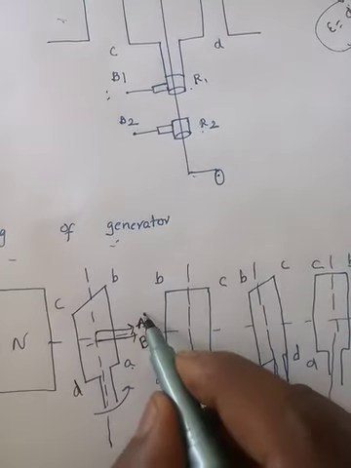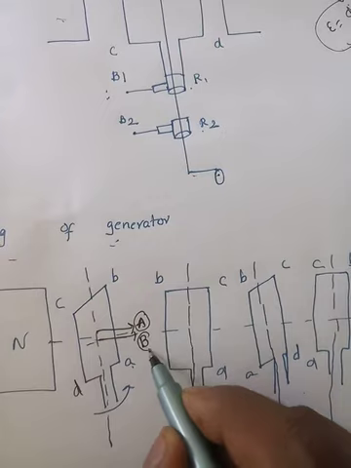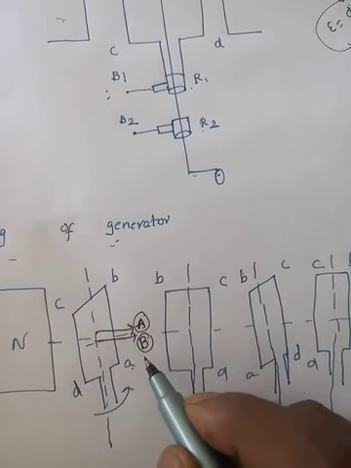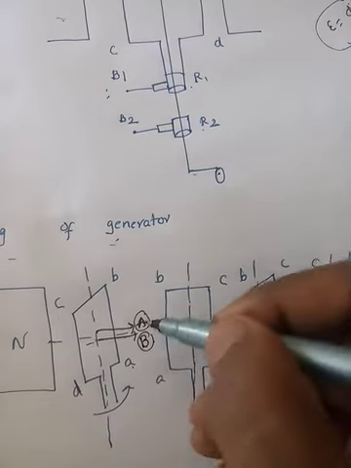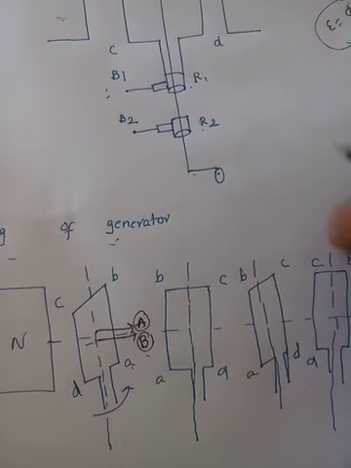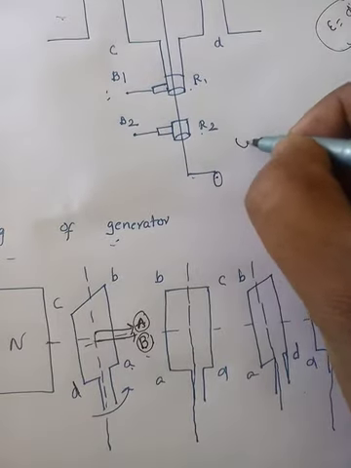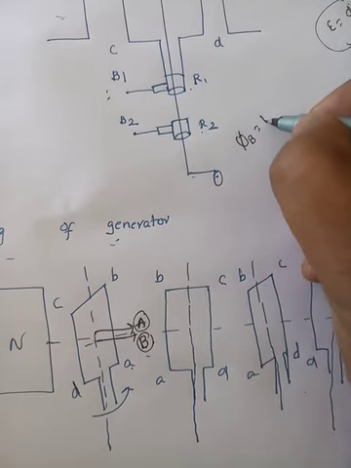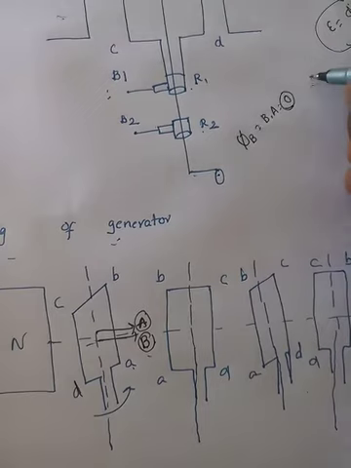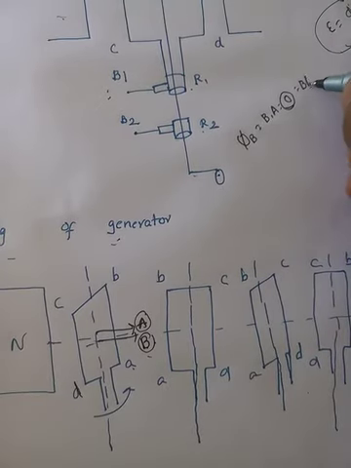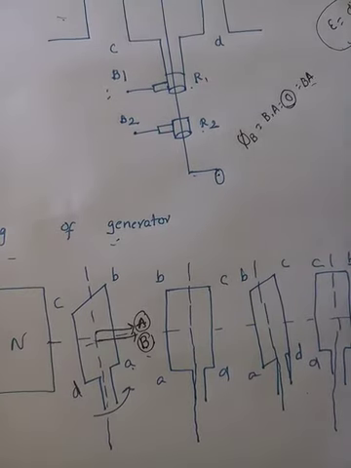Now, here the induced EMF is 0, right? Why? Because at this position B and A are along the same direction. If B and A are along the same direction, Phi B is equal to B dot A, which equals BA. That means the flux is maximum. When the flux is maximum, it is not changing, so the induced EMF is 0.